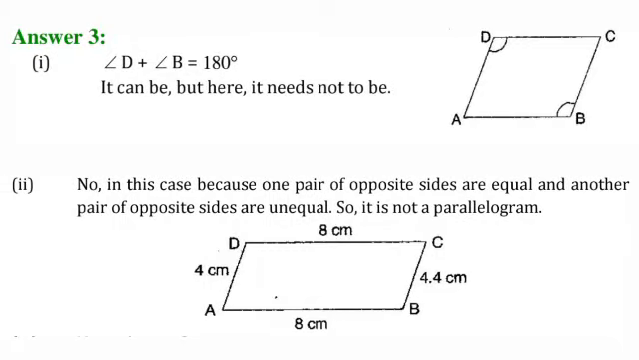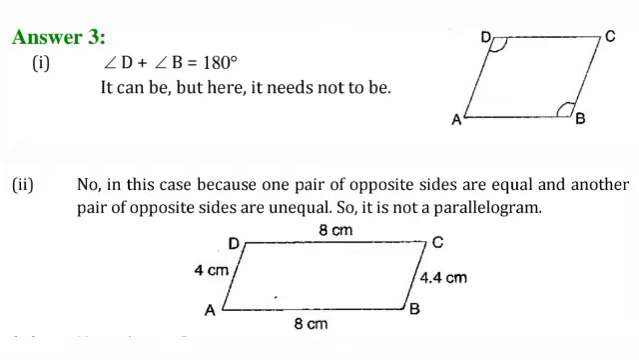First one, angle D plus angle B equal to 180, they have given. Here opposite angles are equal. Adjacent angles, when we add, only then we have to get 180. But here if we add to 180, we will get something like 90 plus 90. It can be, but here it need not be.